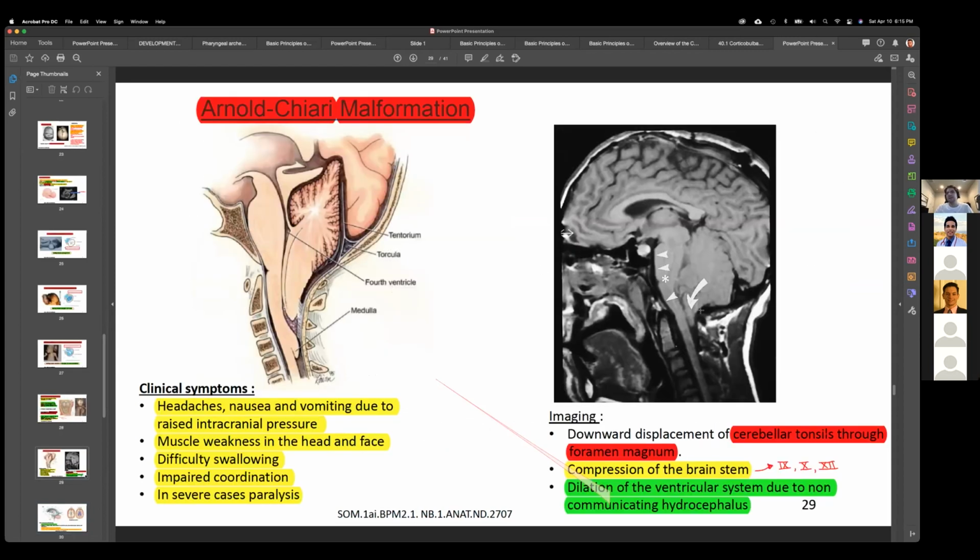And you could see that here. So yeah, you could see that. They could actually give you a picture like this, right? You can appreciate that part of the cerebellum is actually being pushed through inferior displacement through the foramen magnum.